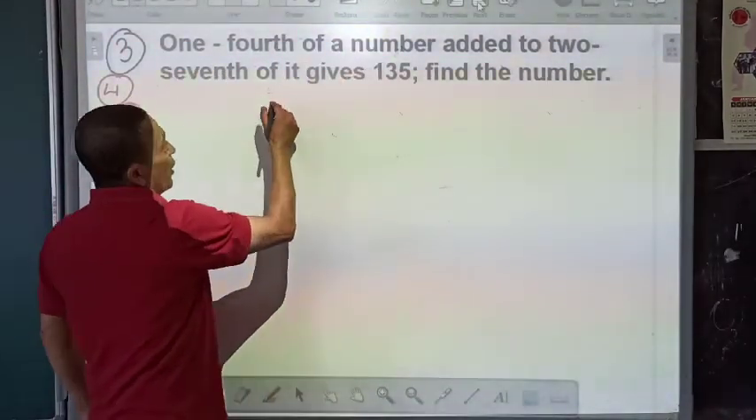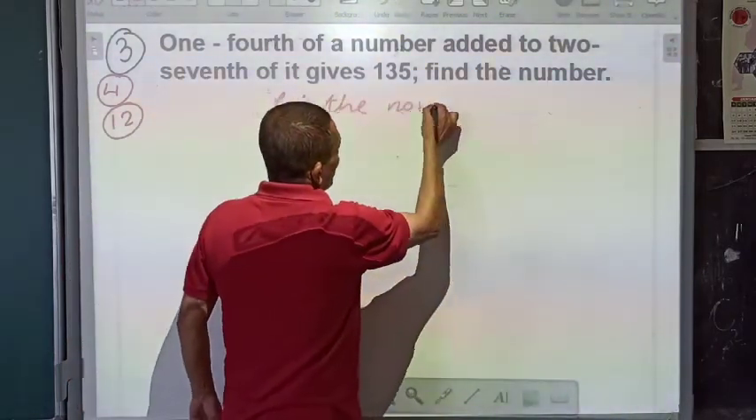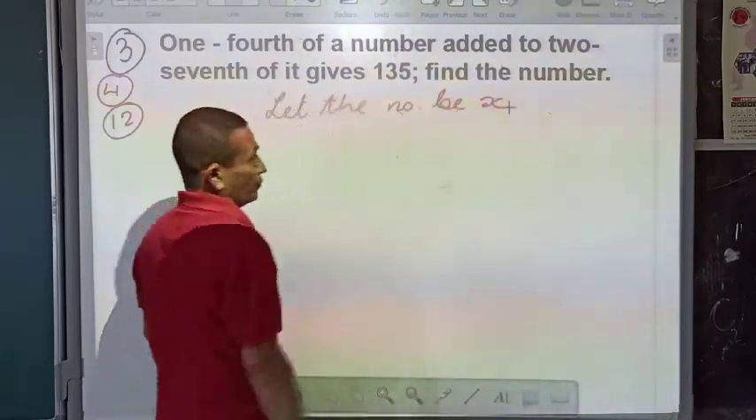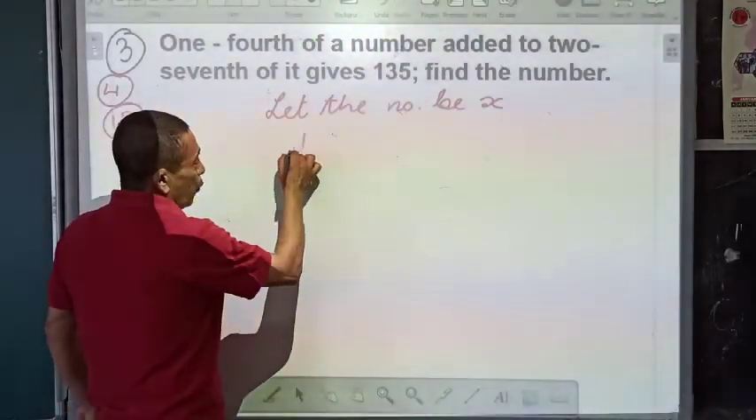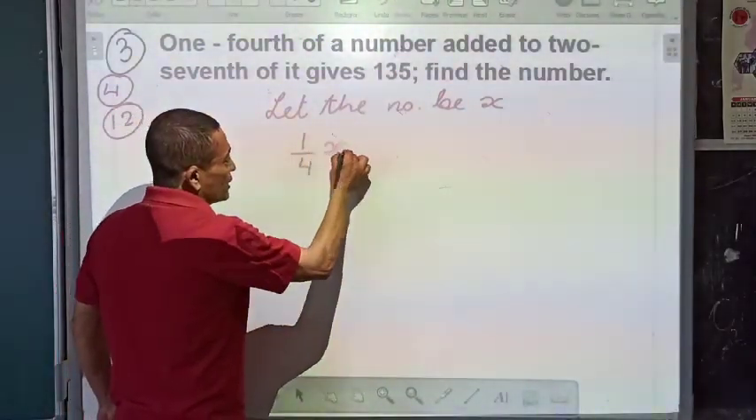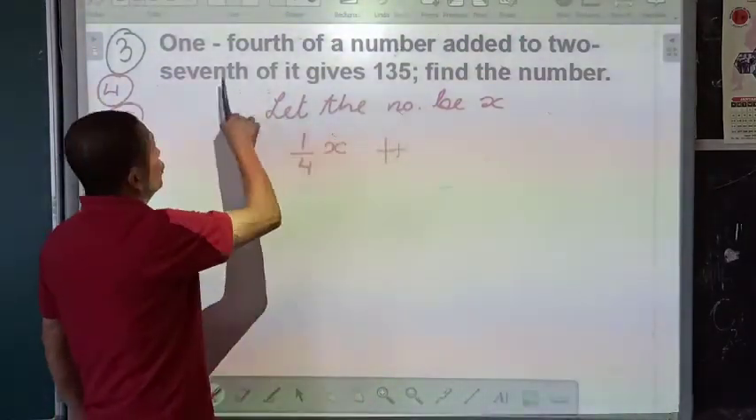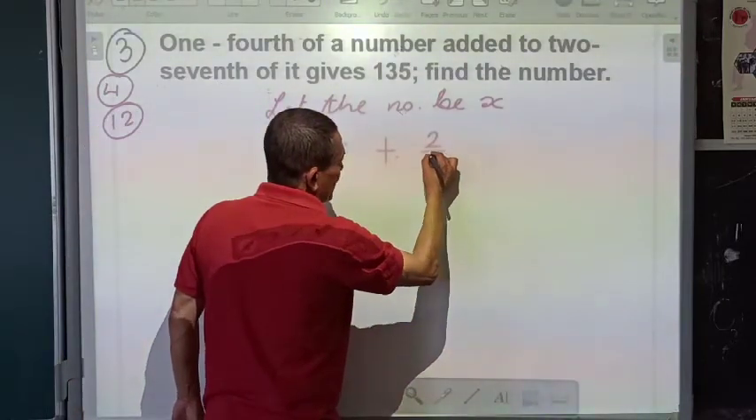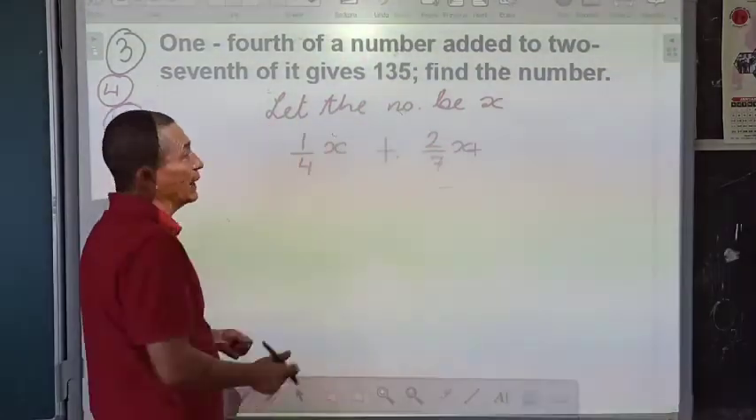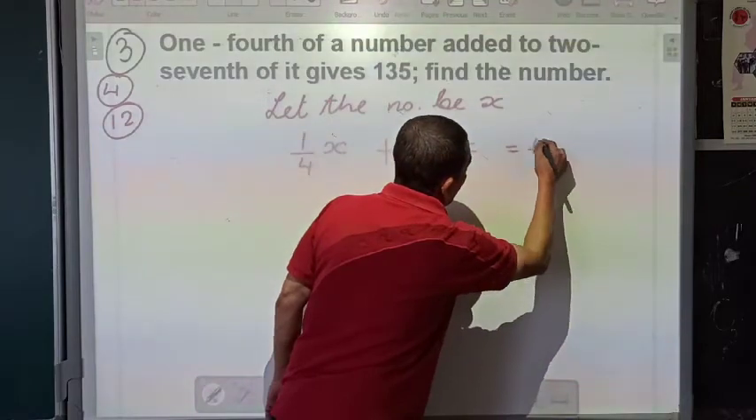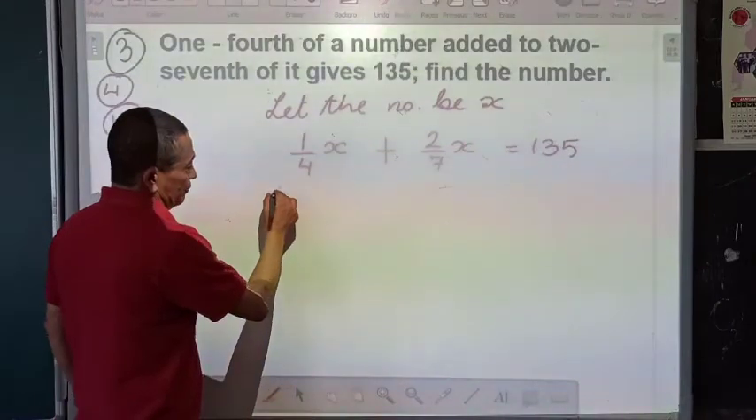So again we have a number. So let the number be x. What does it say? 1/4 of a number. That means 1/4 of the number means of x. Added to 2/7 of the number. 2/7 of it. So of the number. So these two fractions, when I'm adding it, it is giving me 135. Now solve and find the value of x.